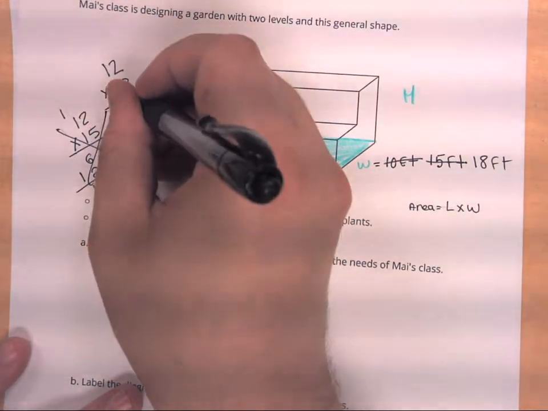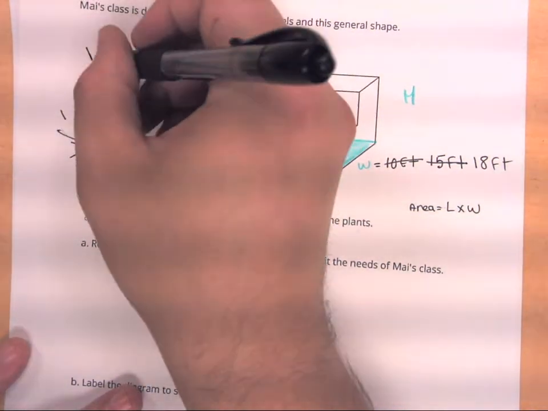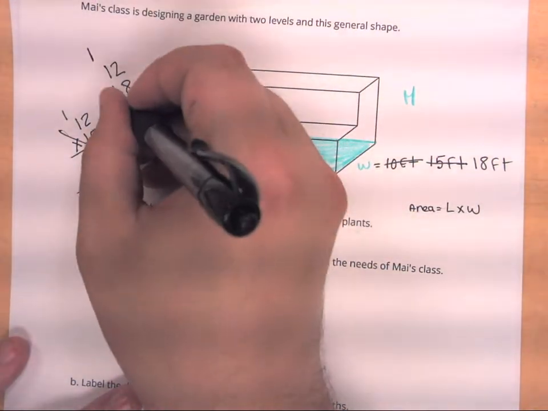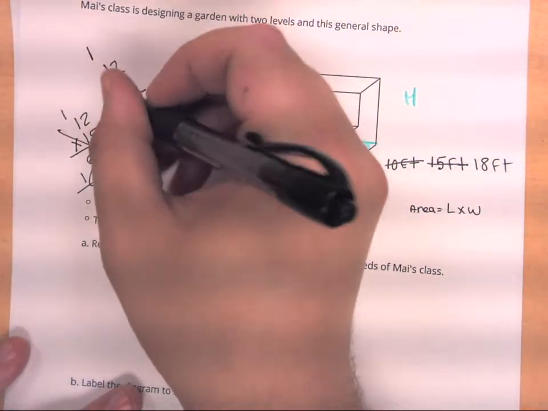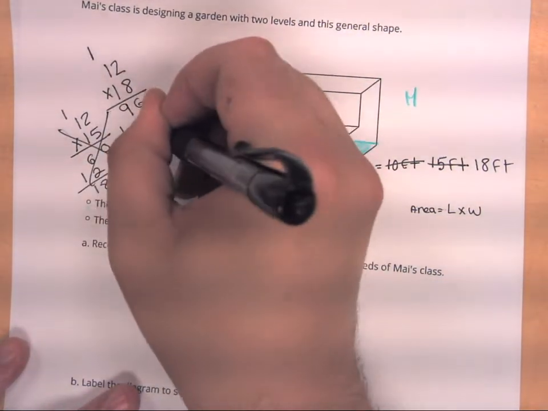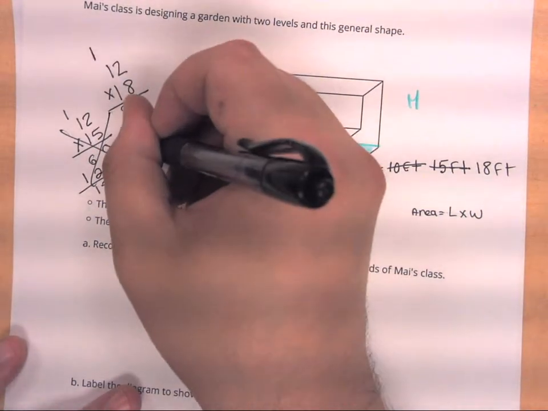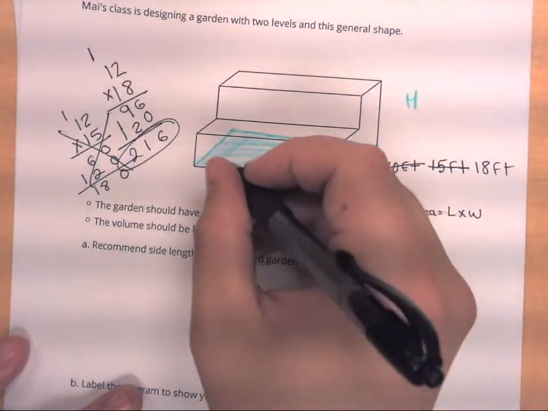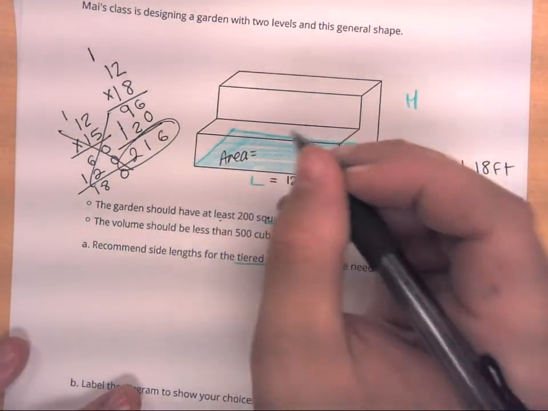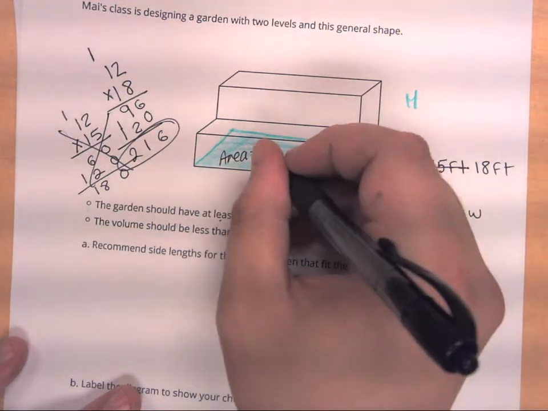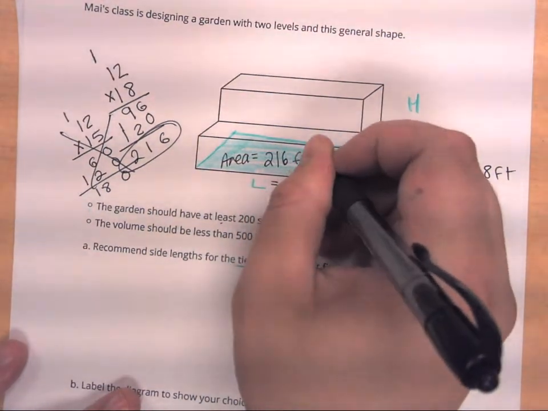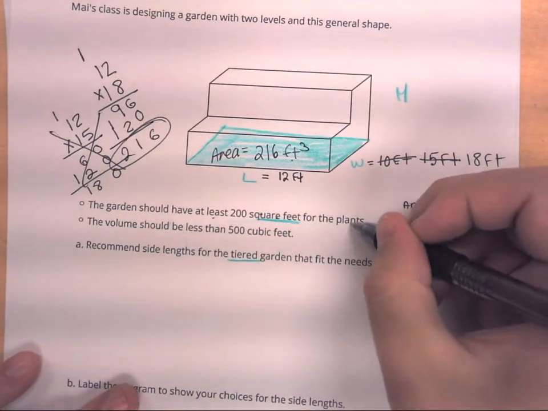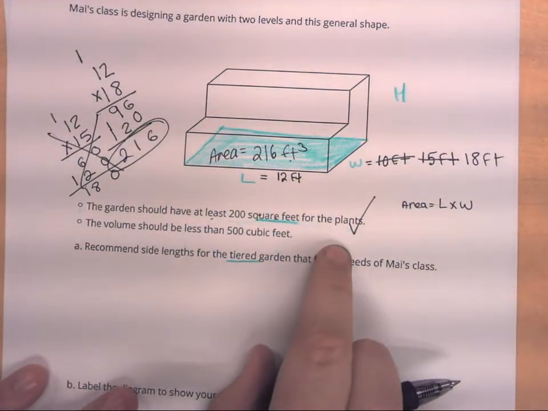So 8 times 2 gives us 16. 8 multiplied by 1 plus 1 is 9. 1 times 2 is 2, 1 times 1 is 1, and this is looking promising here. I get 216. Okay, so now I have a base area of 216 square feet. So that's excellent. That takes care of this first requirement.